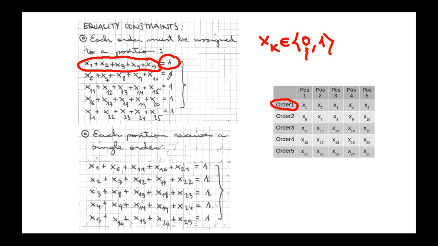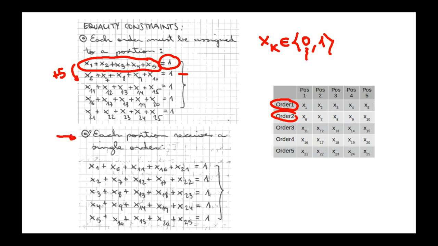So the same goes for order number 2 in here, order number 2, 3, 4, and 5. As you can see, when you move to a new equation, you add 5 positions, obviously, because you add 1, 2, 3, 4, 5 positions.